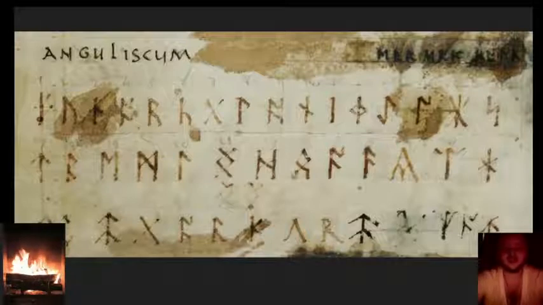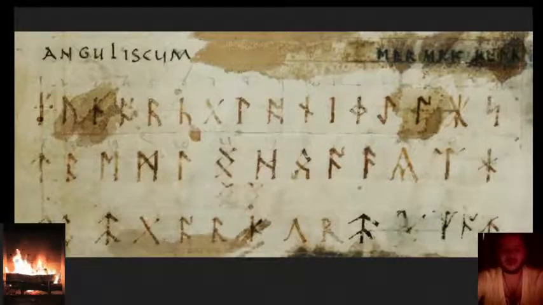Now, what you see on the screen right now is not the Old English rune poem. This is just a list of Old English runes that appears in a different manuscript. I'm forgetting the name of the manuscript off the top of my head. I should have written it down beforehand. But these are Old English runes.